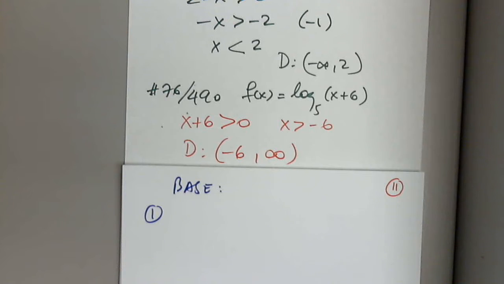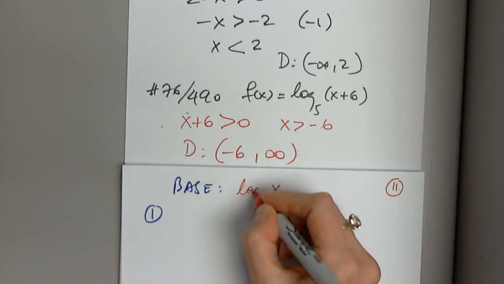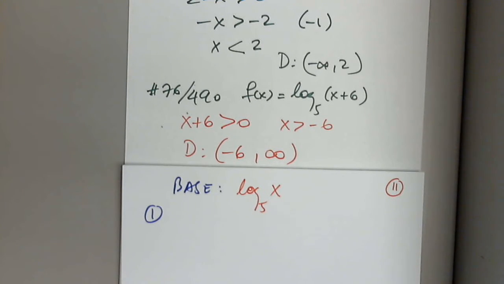So what is the base function? Which function did I use to create this function? Five is not a function. Say it again. Log base 5 of... if there is no variable, there is no function. Log base 5 of x. That's the base function we used.